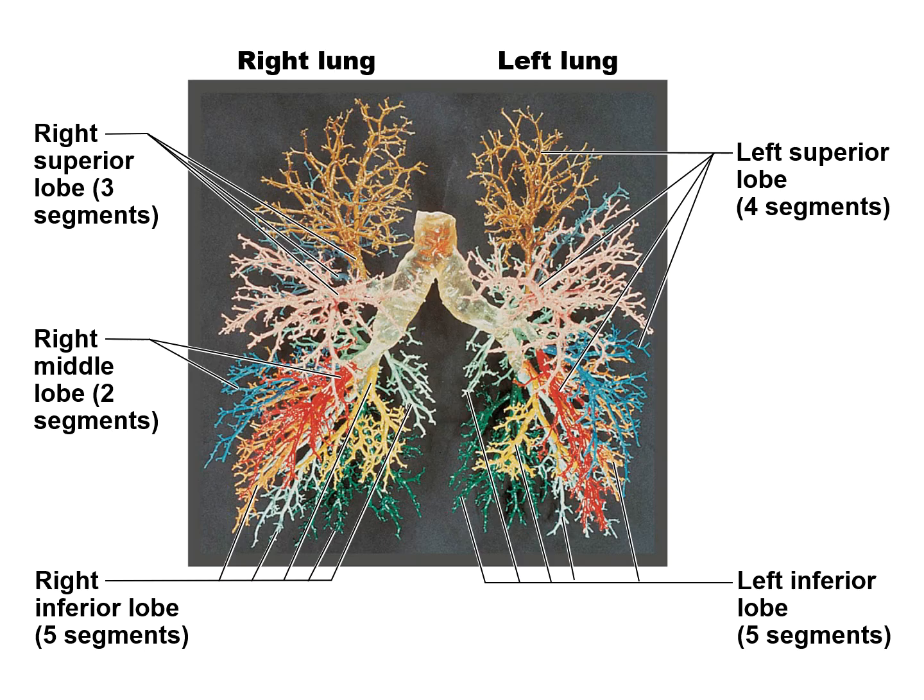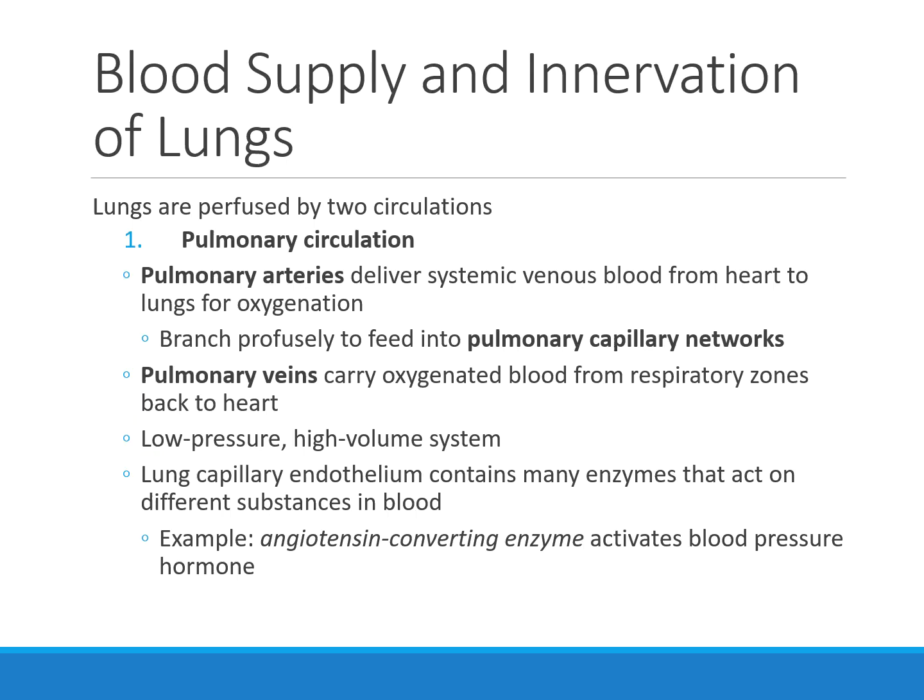So there is the whole branching that you see. There's a lot of branching, and so they're showing you the three different segments in the right superior lobe, the right middle lobe has two segments, and the right inferior lobe has five segments. They're showing you all of those different branches, and you can see you have fewer segments over on the left-hand side.